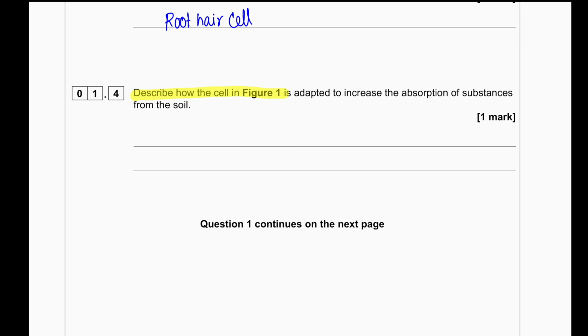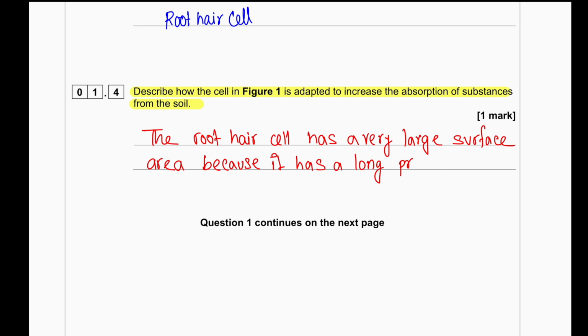Describe how the cell in figure 1 is adapted to increase the absorption of substances from the soil. The root hair cell has a very large surface area because it has a long projection.